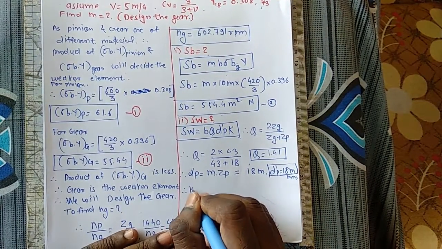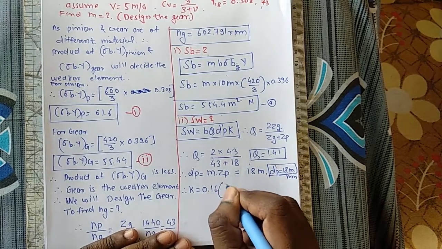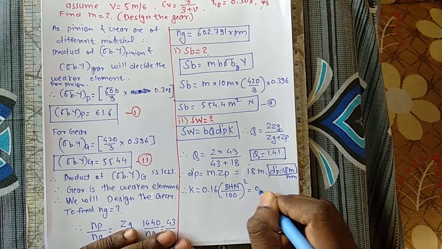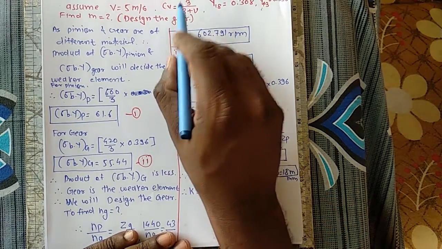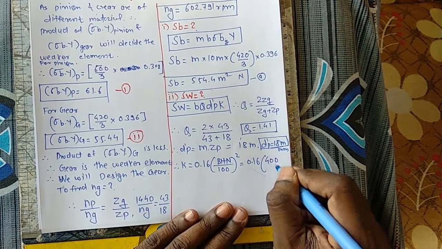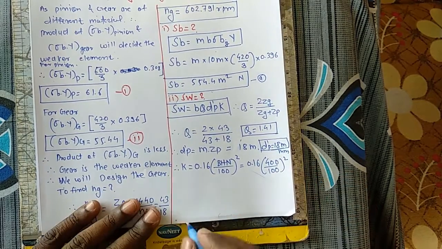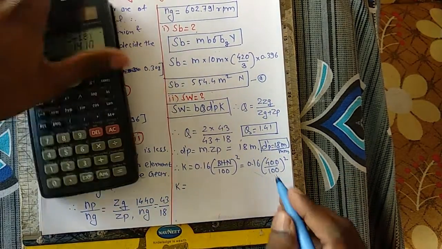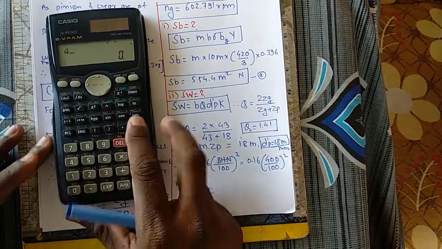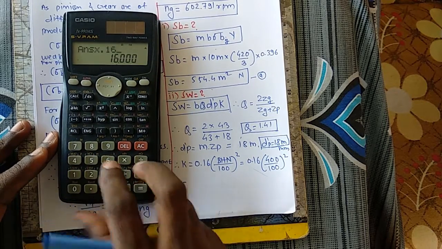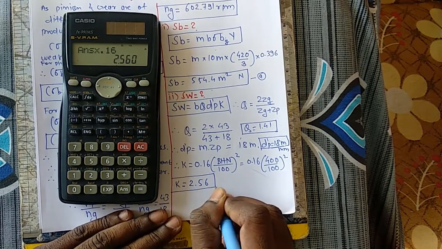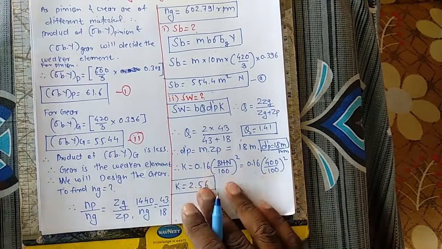Now I will calculate K. K is equal to 0.16 into bracket BHN by 100 bracket square. So 0.16. The BHN carries the value of 400. So I can write 400 divided by 100 bracket square, and I will calculate this. So it is 400 by 100, it is 4 square. 4 square is equal to 16 into 0.16. So K is equal to 2.56. This is the value for what? K. Now we got all the elements.